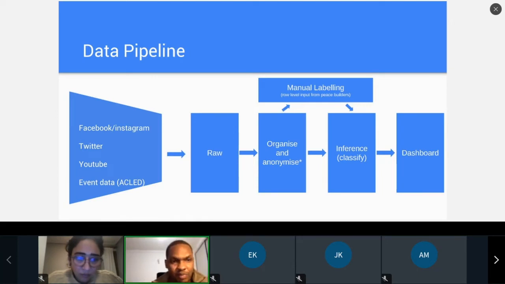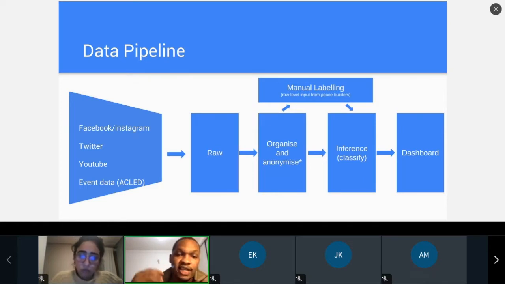And then we set up the data pipeline, which looks like first on the left hand side is the data sources. So we have Facebook, Instagram, Twitter, YouTube, and more, depending on your needs. So these are just the ones that we will be showcasing. And then events data is also, if you have your own events data, we can include that in there. Right now we have ACLED, and then that data is pulled from its source as the raw data.